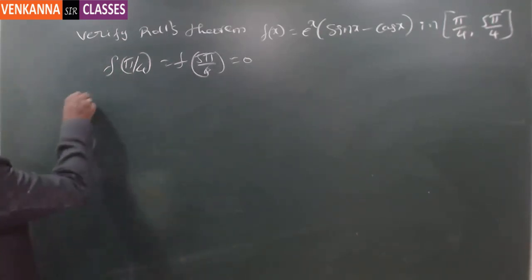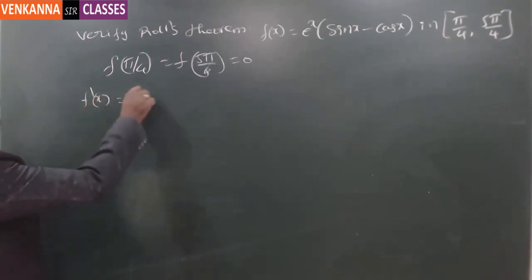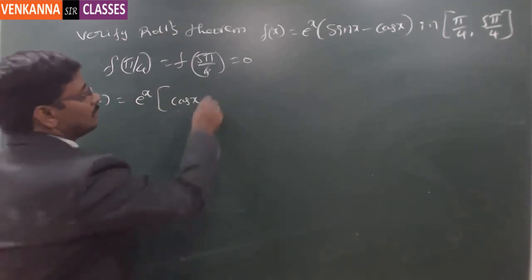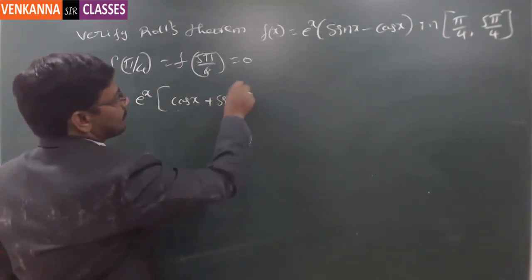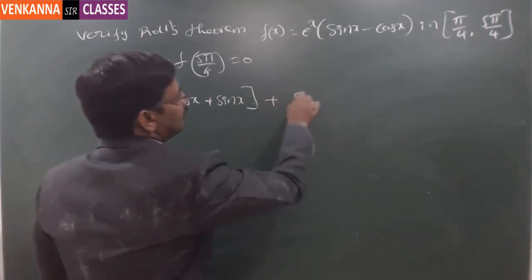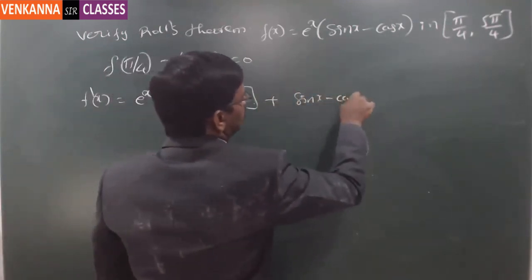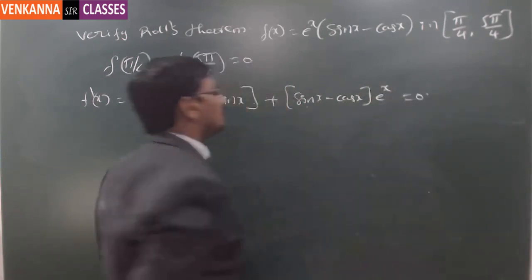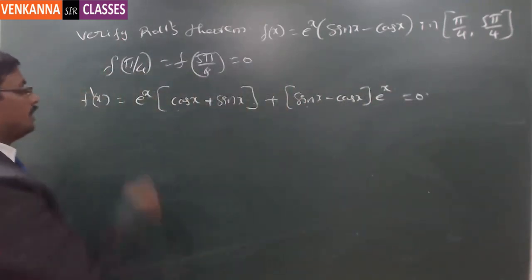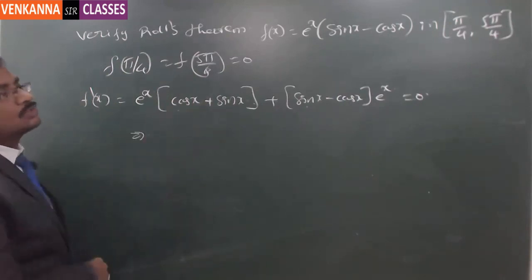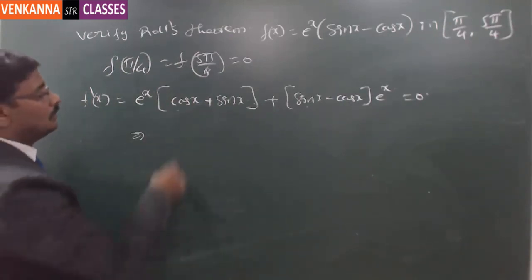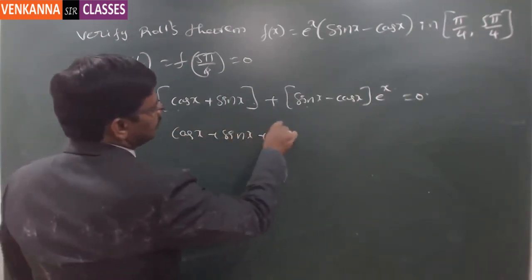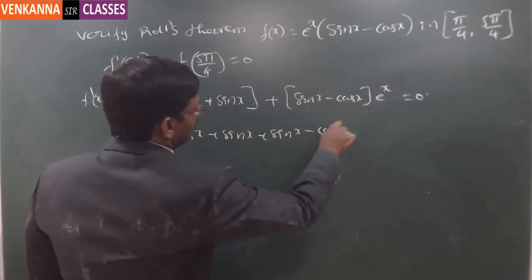So f dash of x is nothing but e power x into derivative of sin x, which is cos x, minus derivative of cos x, which is minus sin x, plus sin x minus cos x into derivative of e power x, which is again e power x, and this is equal to 0 as per Rolle's theorem. Then you can take e power x common and take it to 0. Then this will be cos x plus sin x minus cos x is equal to 0.